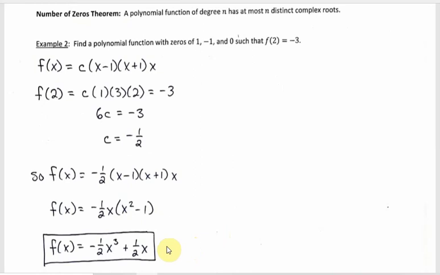So the thing with this one that's a little bit different is that you need that c in order to get this condition down here to work out right. You've got to solve for that.